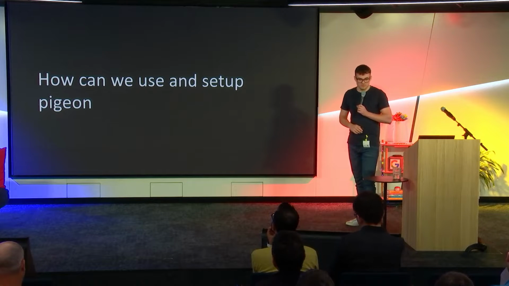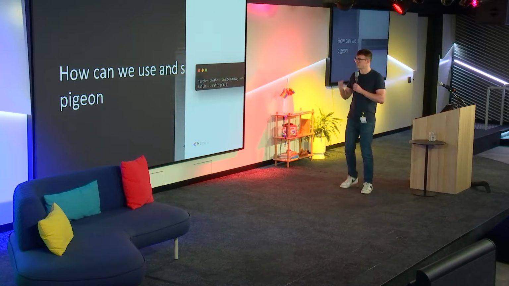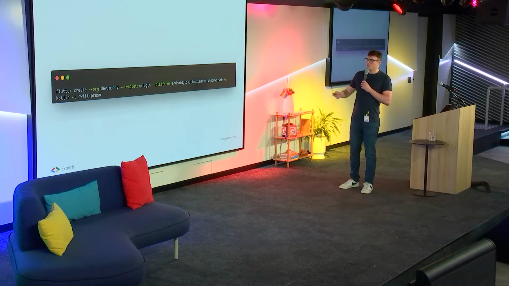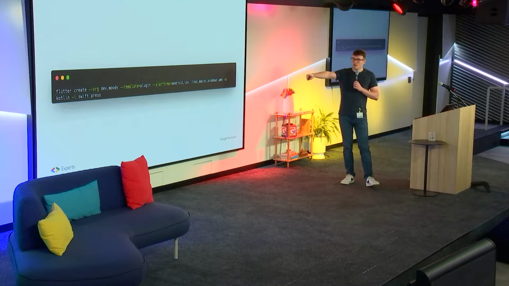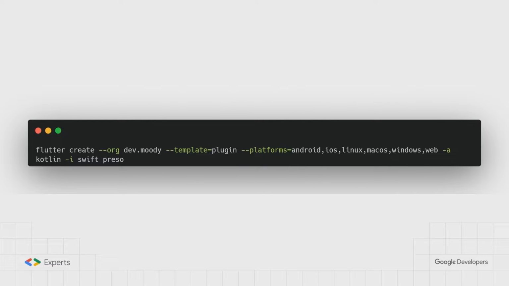So how can we use and set up Pigeon? I'm assuming a lot of you are familiar with the Flutter CLI. It actually gives us a good template called plugin. So we're able to say flutter create, we give it an org name, in this case it's dev.moody, template is plugin, and we specify the platforms. That's all we have to do.